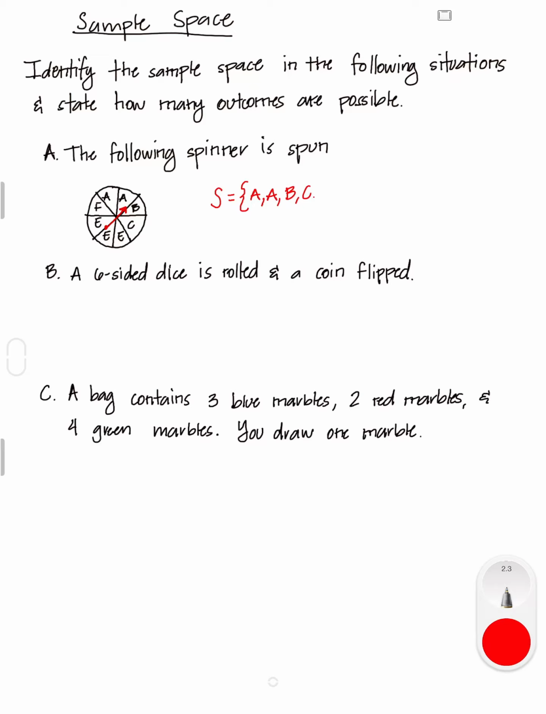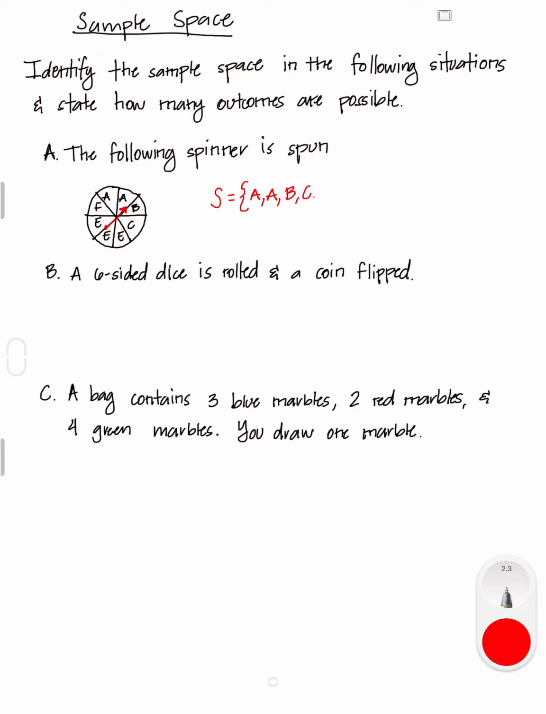Hello everyone, so in this video I'm going to go over a couple of examples on sample space, and for this one we want to identify the sample space in the following situations and state how many outcomes are possible. So the first thing that I want to go over is that a sample space pretty much means find all the possibilities out there. So what are all the different outcomes that can come out of a situation? So you're considering absolutely everything. And basically in a sample space we're just writing a list or listing out all these possibilities.